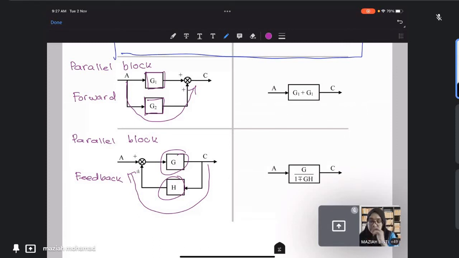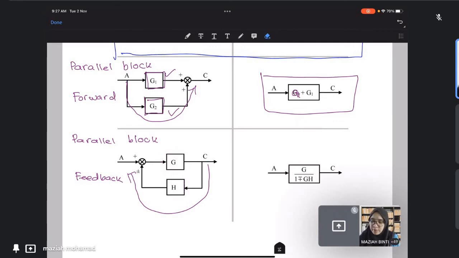So here, for parallel block, we're going to add it together, G1 plus G2. You need to sum G1 plus G2, because it is a forward parallel block. So this is G1, this is G2. In order to combine these 2 parallel blocks, we need to add them together. So it becomes G1 plus G2.